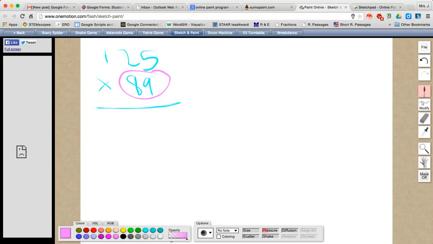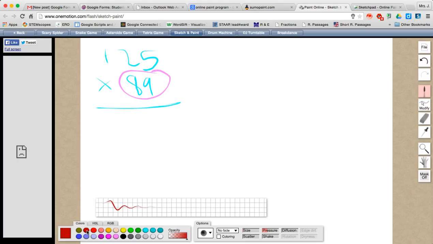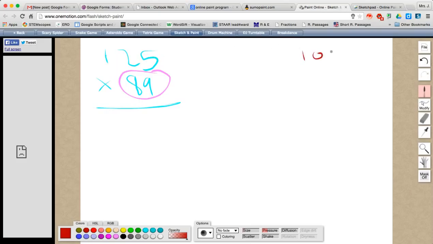But before I even do that, we're going to estimate. And I'm going to round my numbers. I can round both of them or I can round one of them. In this case, because I have 125 times 89, I'm just going to round 125 to a simple 100 times, and I'm going to leave 89 because now that it's 100, it's an easy thing to multiply by. I would cover up my two zeros, and I would do 89 times 1, which any number times 1 is itself. And then I'm going to add the two zeros.